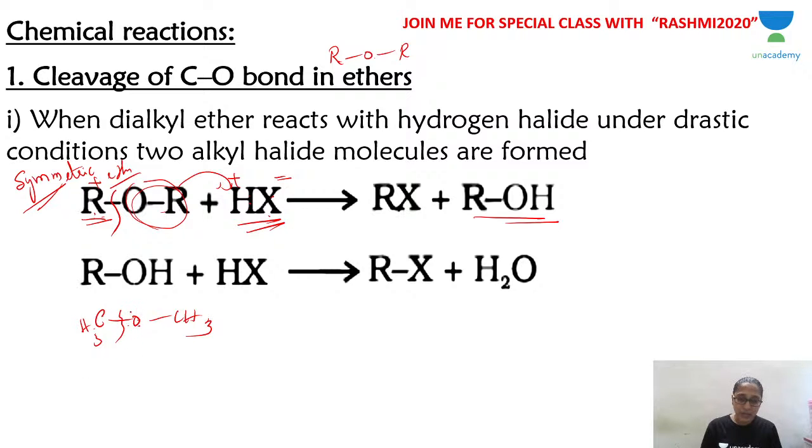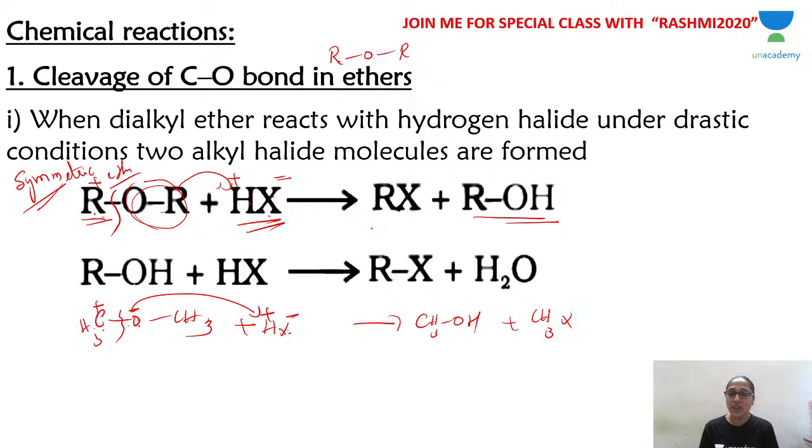Oxygen is more electronegative, so it forms minus. When it reacts with HX, H plus X minus, the O minus will take up H plus. So what do you get? CH3OH, alcohol. And X minus, and this will be plus. The bond breaks, oxygen is more electronegative, so it takes up all the electrons. The carbocation will be picked up by X minus. You will get CH3X. So in the first step, you get a mixture of alkyl halide and alcohol.